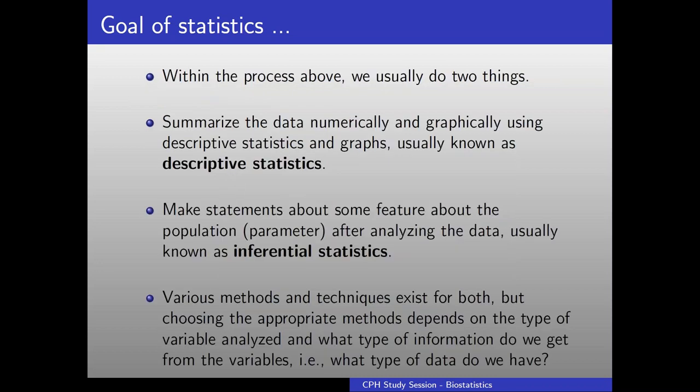During this process, we usually do two things. As I said, we summarize the data numerically and graphically. This gives us an overall picture of what's happening with the sample. The idea being that whatever happens with the sample should be happening with the population if it's a representative sample. After that, we want to make statements about some feature of the population after analyzing the data. This part is known as inferential statistics. This is all of your confidence intervals and all of your hypothesis tests.